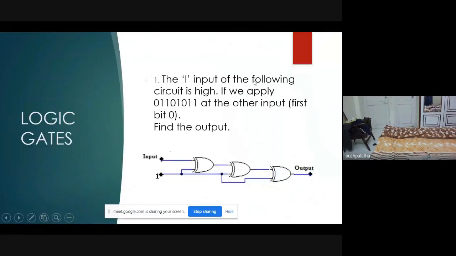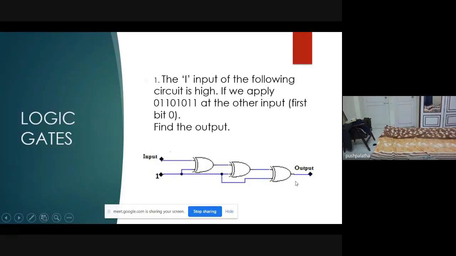The first input of the following circuit is high. If we apply 0 1 1 0 1 0 1 1 at the other input, in brackets they had given the first bit as 0. They are asking you to start from this point and find the output. So first, all of you please try to take this circuit.